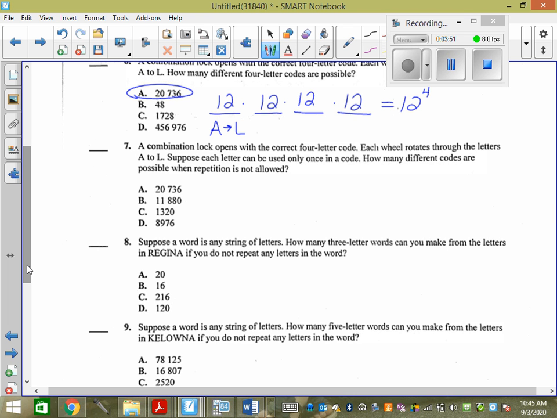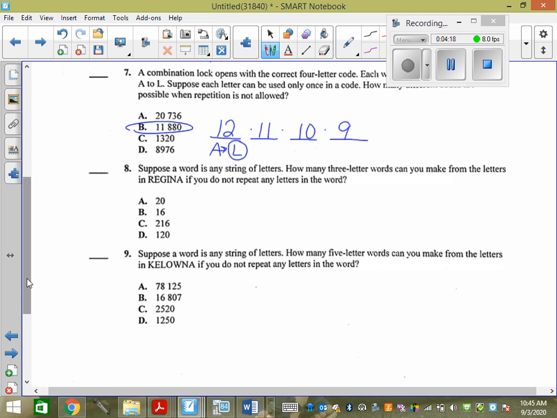7. A combination lock opens with a 4-letter code. Each wheel rotates through the letters A to L. Suppose each letter can be used only once in a code. How many different codes are possible when repetition is not allowed? So now we're going to have 12, and then we're going to hold 1, right? Then we have 11, 10, 9. Is it A, B, C, or D? B.